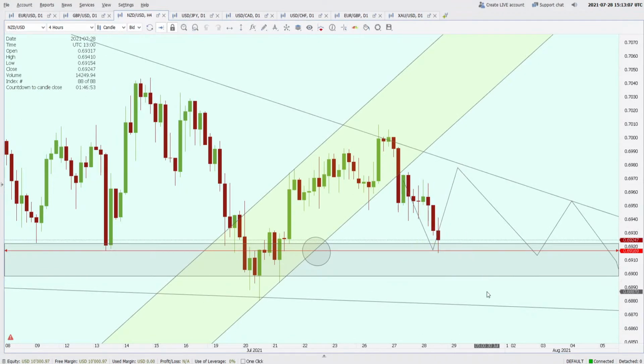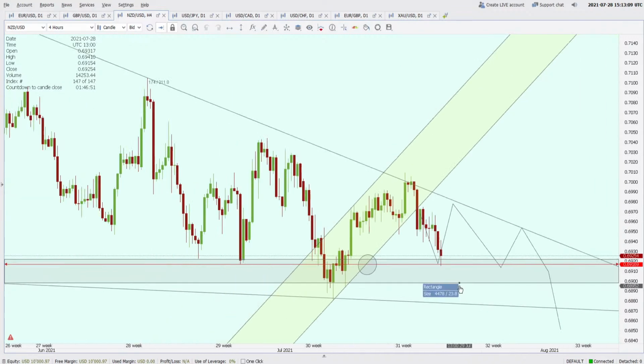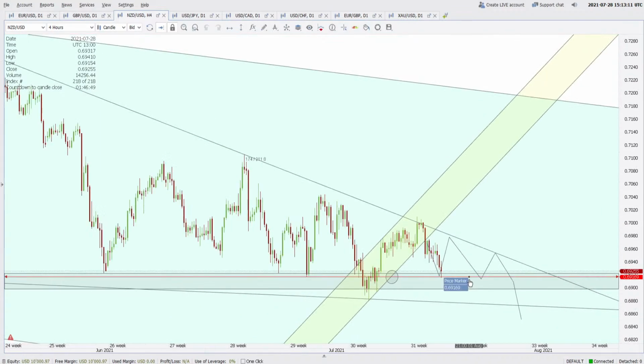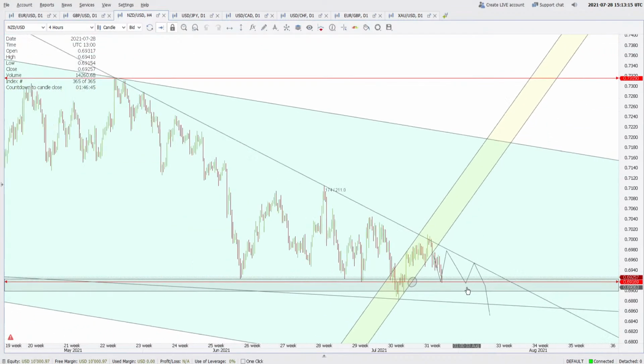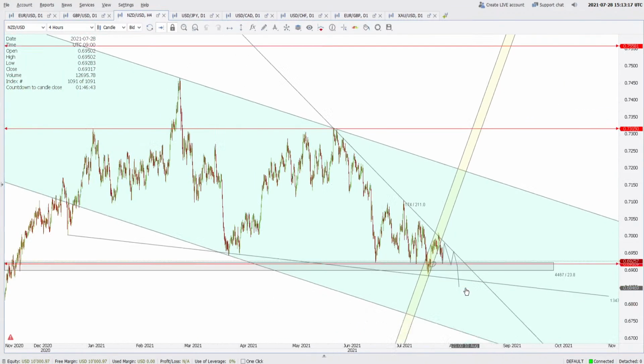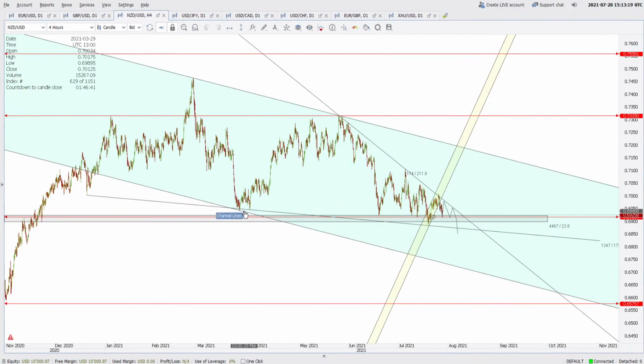Otherwise, if it breaks, it has to break multiple supports. One is 0.6916, then one is at around 0.6900, which is also a psychological handle, and one support is made by joining these lows here, and it is sitting right now at around 0.6882. So there are multiple supports for the New Zealand dollar if the decline continues, but also see that the price is falling in a channel. So if it does, then the next move is going to be like this.